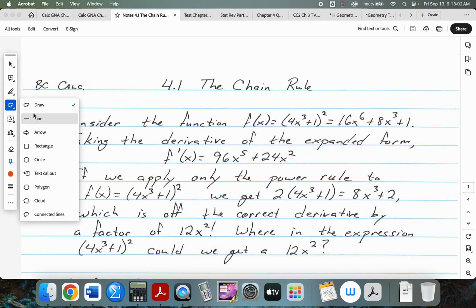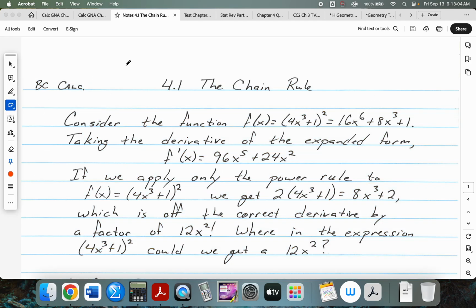Today we'll be looking at the chain rule, which is our next rule for taking derivatives. We'll learn a whole bunch of rules for taking derivatives in this first semester. This is another one of the general ones.